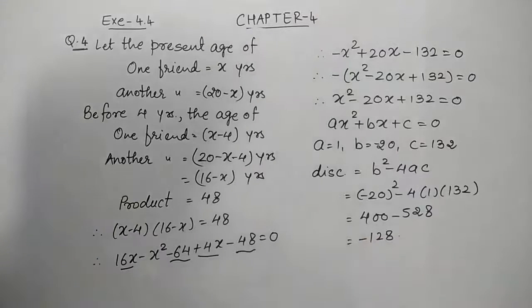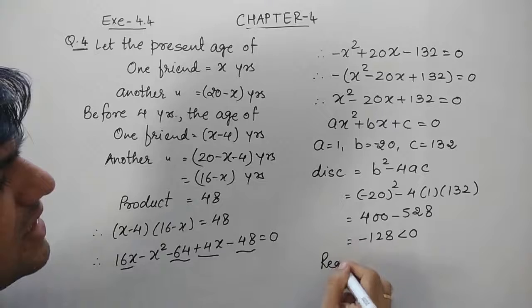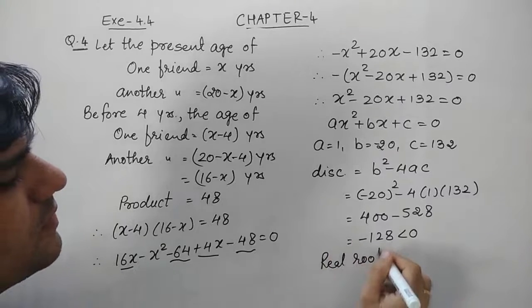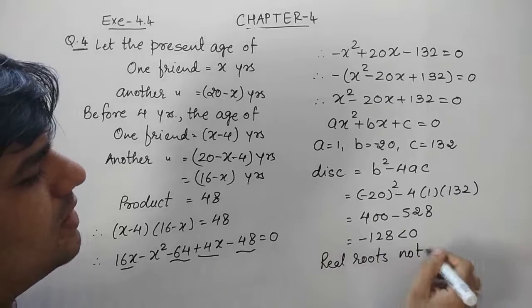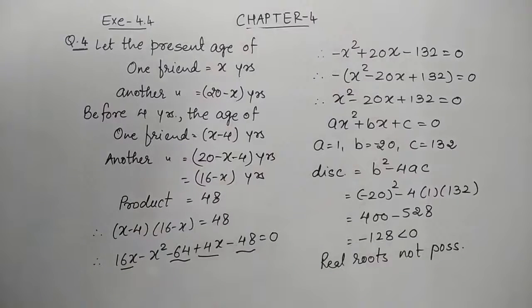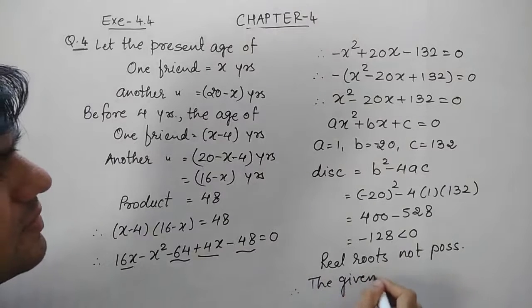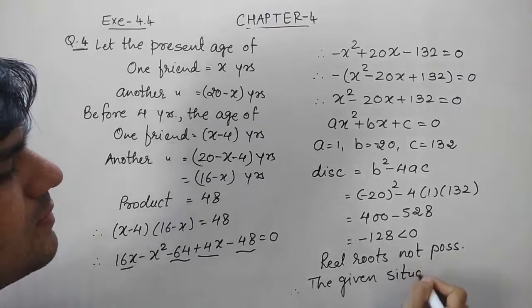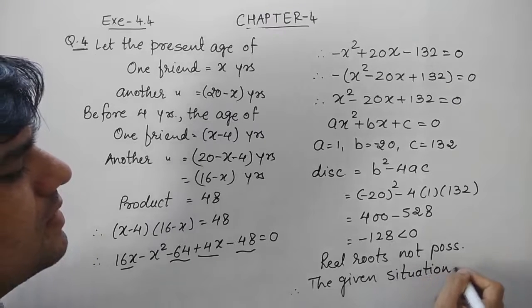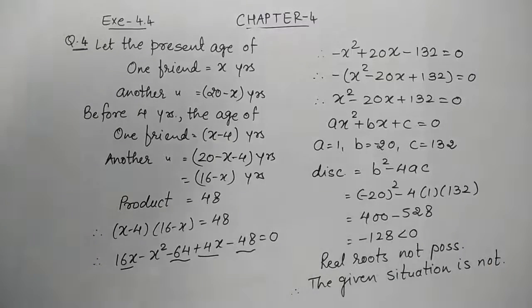So we can see that the value of discriminant is less than 0. So we can say that real roots are not possible. So we can come to the conclusion that the given situation is not possible. Therefore, the given situation is not possible. So this will come to the answer.